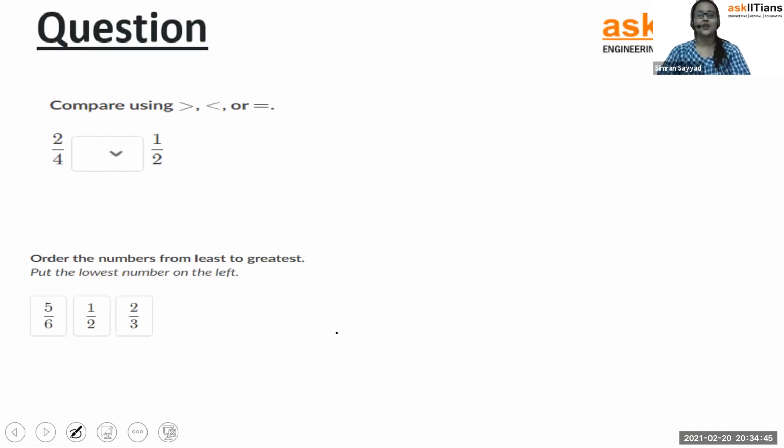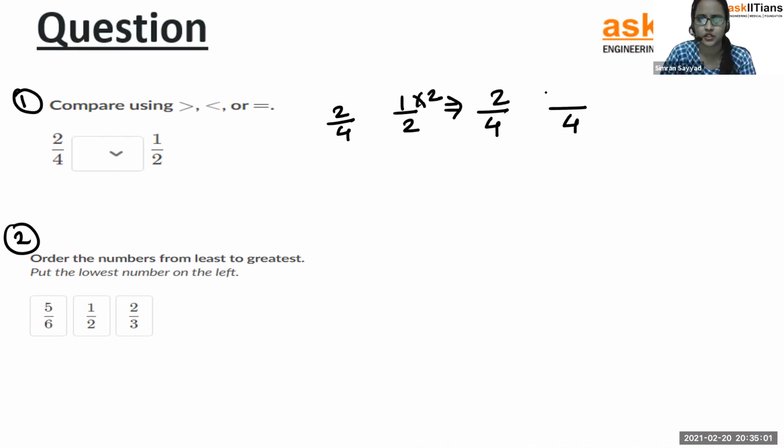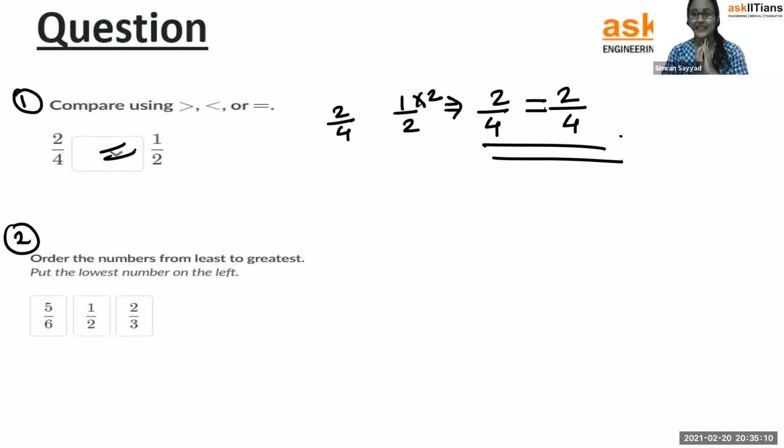Okay, let's do some questions now. This is question 1, this is question 2. You have to compare them. So it is 2 by 4 and 1 by 2. Again, take the LCM. I think the LCM is 4, times 2. This is 2 and 2 again. So I can say here they are equal. Those two fractions are equal.